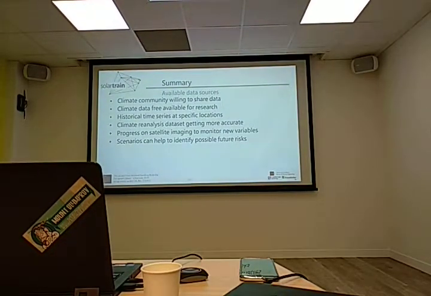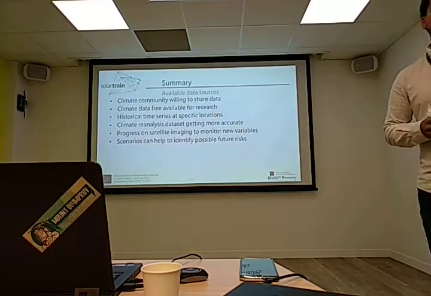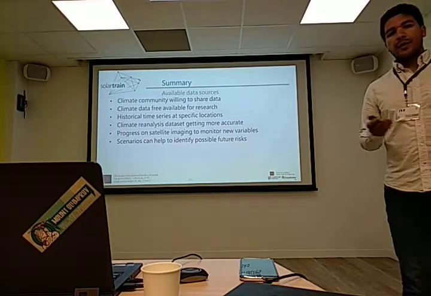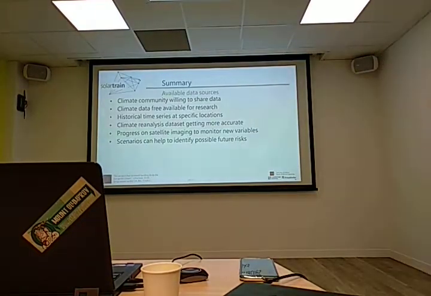So climate data is freely available for research. Historical time series, the BSRN, they provide 20, 30 years of data in hourly or half an hour resolution. Then the climate reanalysis is getting more accurate. This globe, the climate data globally, I presented before. We will see the validation of those for our variables, the most relevant for us.